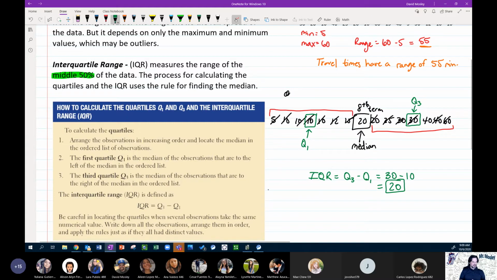Now it says, be careful in locating the quartiles when several observations take the same numerical value. Write down all the observations, arrange them in order, and apply the rules just as if they all had distinct values. And we see this in the data set we have here. There's 4 10s. On this left side, I don't just write 10 once, I write each data point, even though it's a repeated value. You don't leave anything out. And so the range and the IQR, these are 2 ways of measuring spread. We're going to get to a third one shortly here. Okay. What questions do you have?